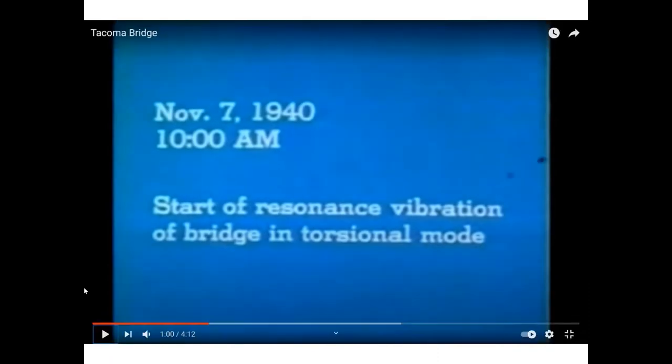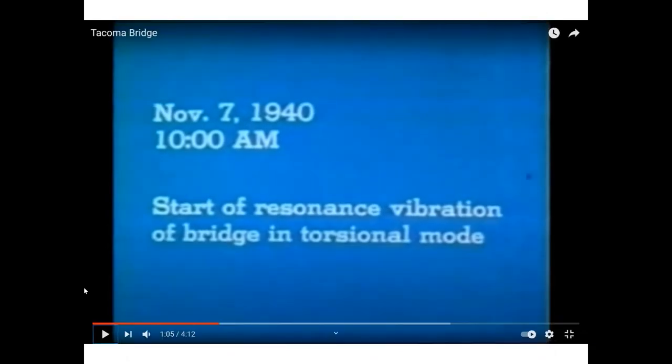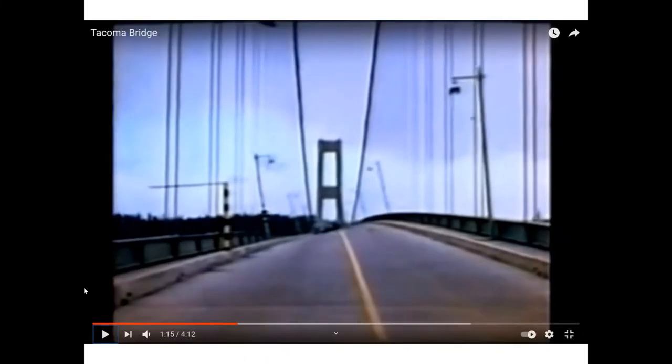On November 7th, 1940, at 10 a.m. in the morning, what happened? There is a huge wind on the bridge. On November 7th, the bridge suddenly went into a twisting motion. The wind speed was a steady 42 miles per hour. Can you see what's going on with the bridge due to wind?